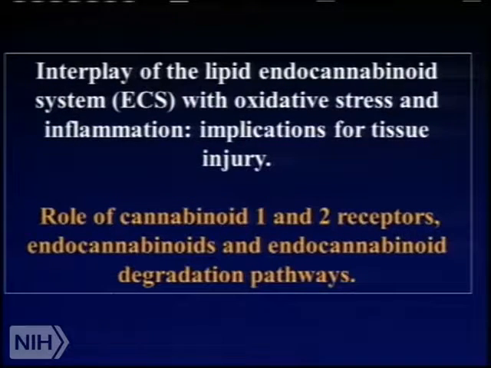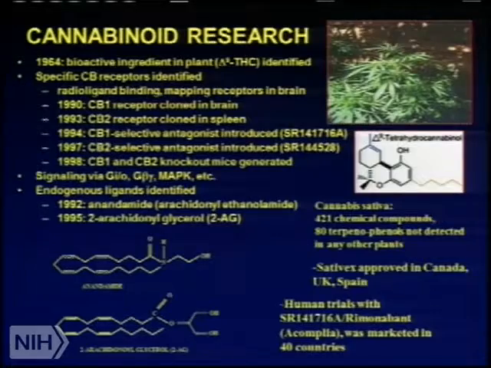So now I will talk a little bit about the role of the endocannabinoid signaling system with oxidative stress. This is a newly discovered lipid signaling system, and it also has important overlaps with arachidonic acid metabolism as well. So there are two main G protein-coupled receptors, CB1 and CB2.